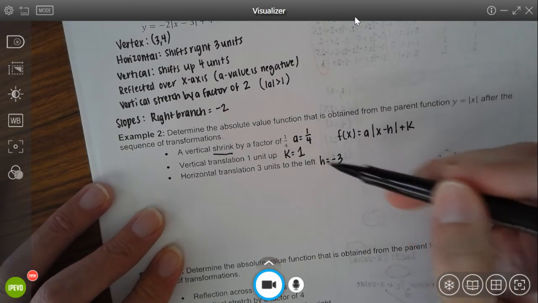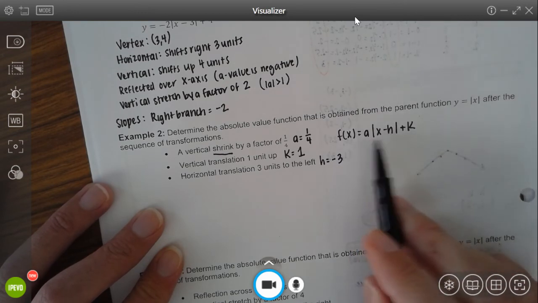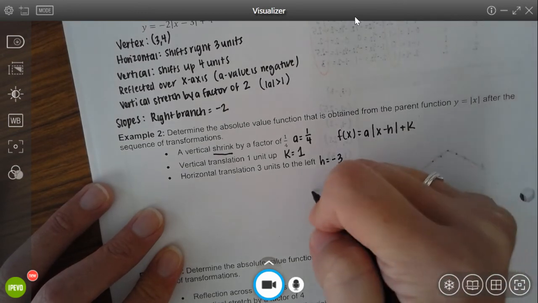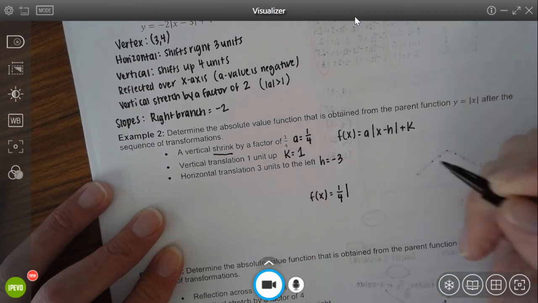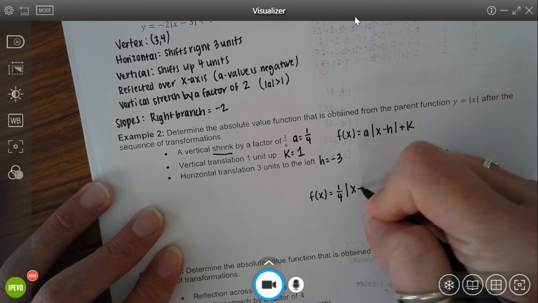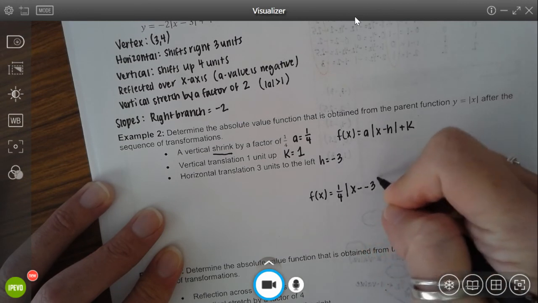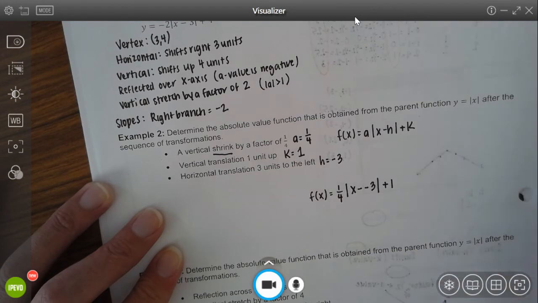So when I put these 3 pieces of information in, I'm going to substitute them where they go here. So I'm going to say f of x. You always want to do f of x or y equals. And I'm going to say 1/4, because that's where my a value goes, times the absolute value of x minus my h value of -3, and then I'm going to do my plus k of 1.